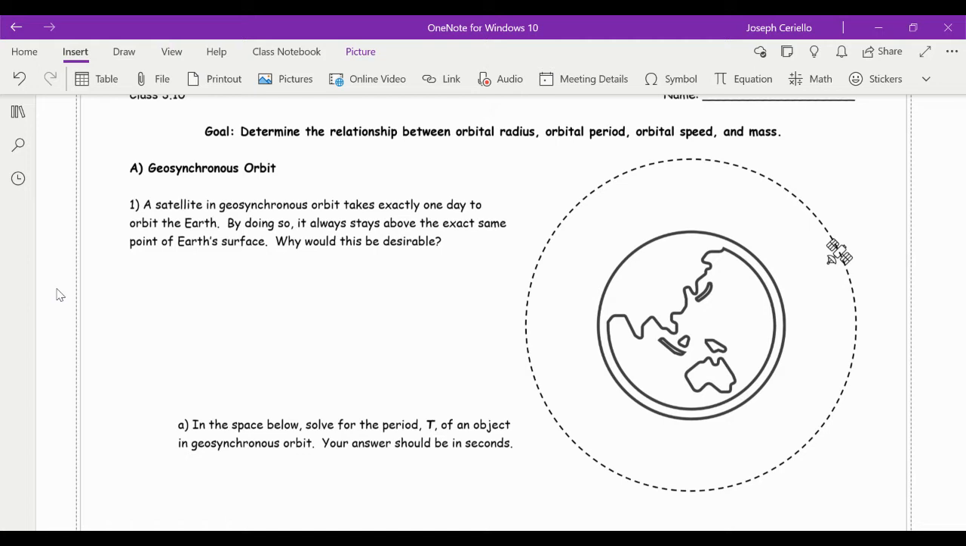So a satellite in geosynchronous orbit takes exactly 1 day to orbit the Earth. By doing so, it's always above the exact same point of the Earth's surface. Now, just think about why that could be desirable. Think about the satellites we use every day, and how our cell phones or televisions are contacting them constantly. Think about why it would help to have that satellite always above the same point on the Earth at all times. So when we do that, those satellites are said to be in geosynchronous orbit.